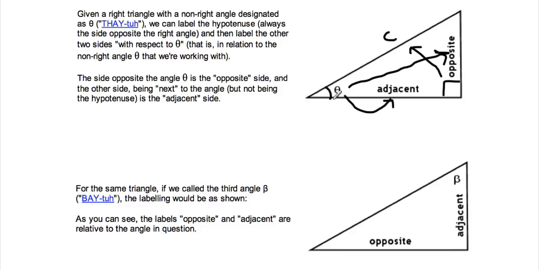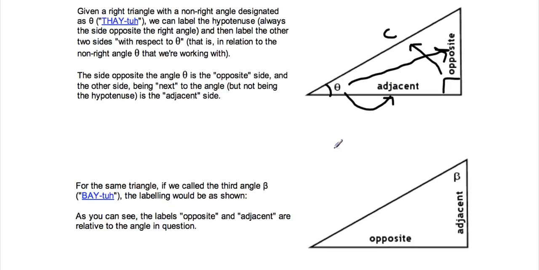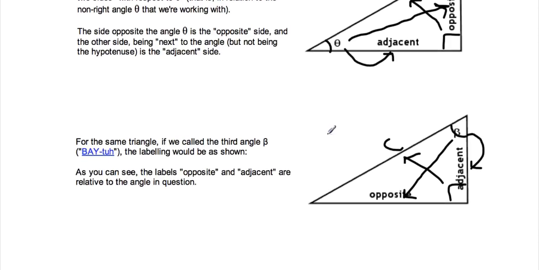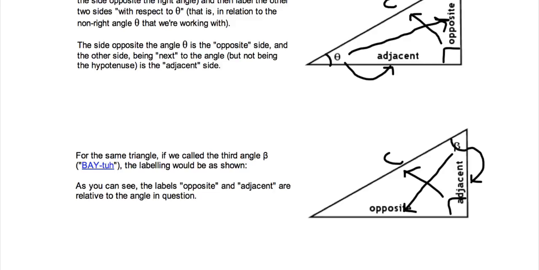So, given that we name this angle theta, that is the opposite side, and this is the adjacent side. Now, let's consider another scenario. Let's say we name this angle beta. Okay? If this is beta, the opposite side of beta will be this side, and the adjacent side will be that side. And obviously, since this is a right angle, this is always your hypotenuse. Okay? And we need to remember that the hypotenuse is always the longest side of our right triangle.